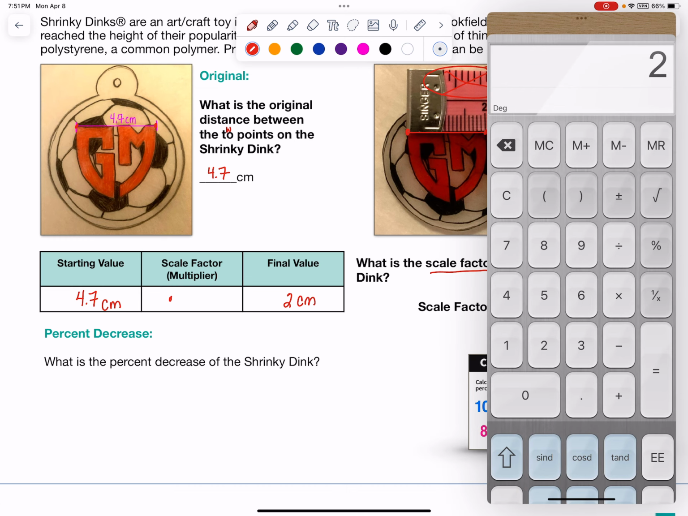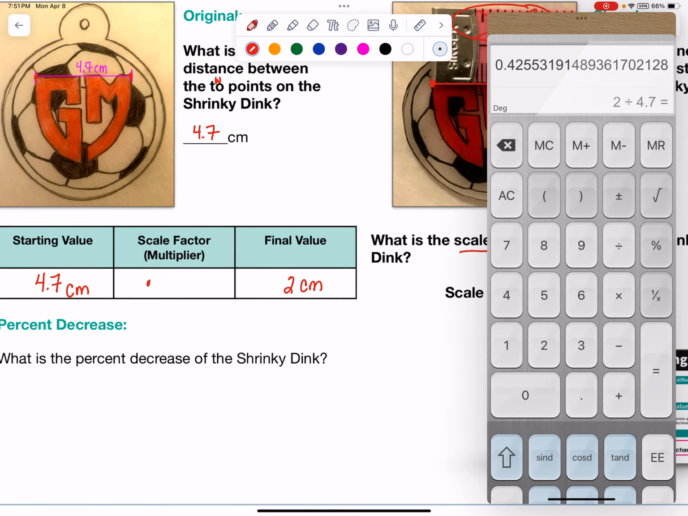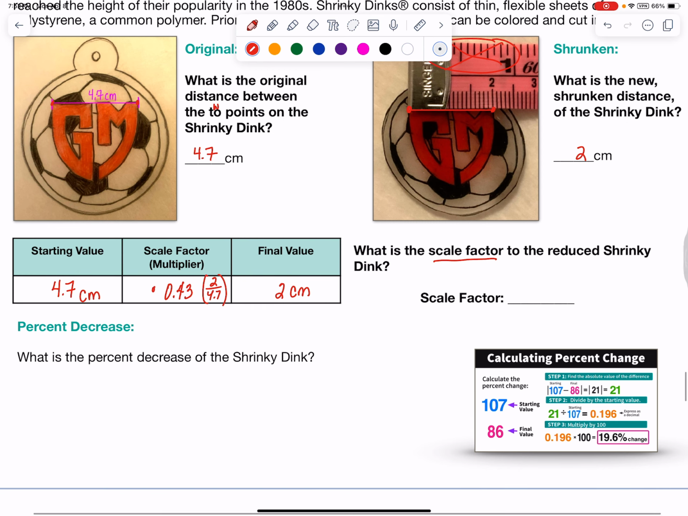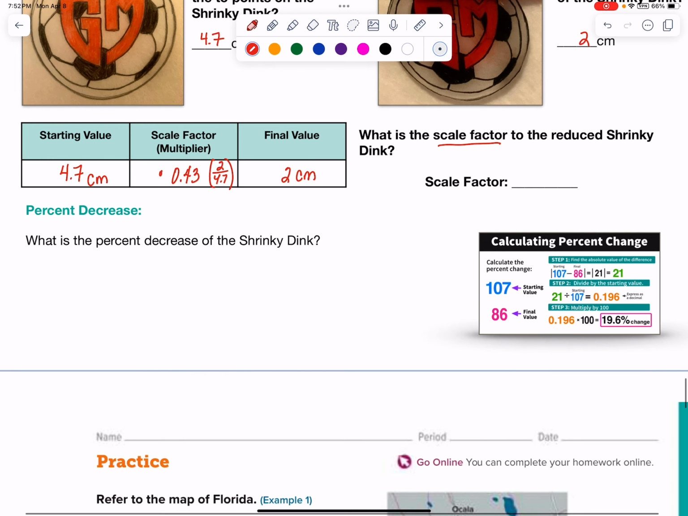So to find that, we would do 2 divided by 4.7, and we would get this scale factor of, let's see, 0.43. If we cut it off here, about there. Or you could say 2 over 4.7. So that's another option, but it gives you an idea.